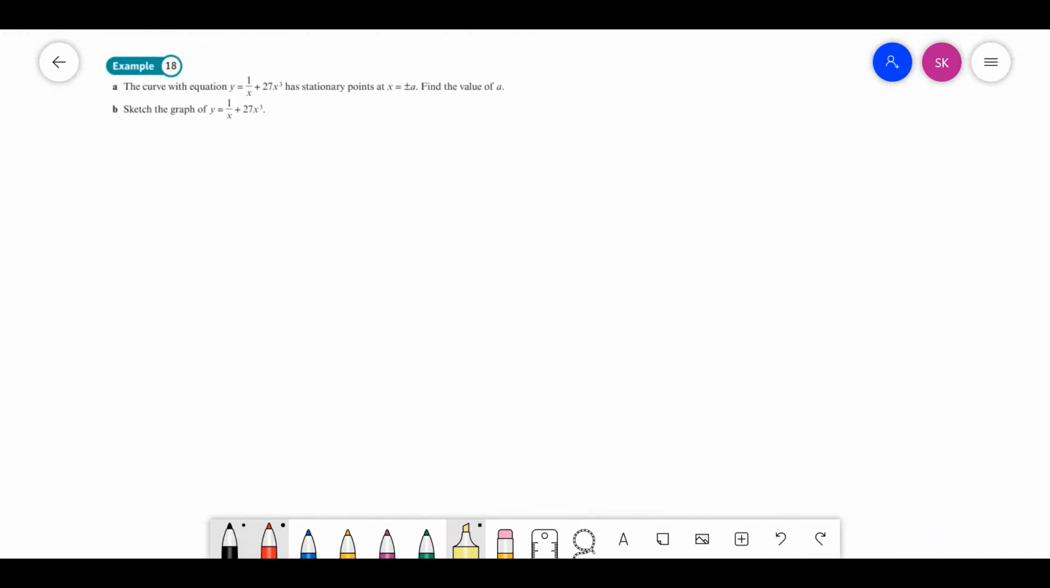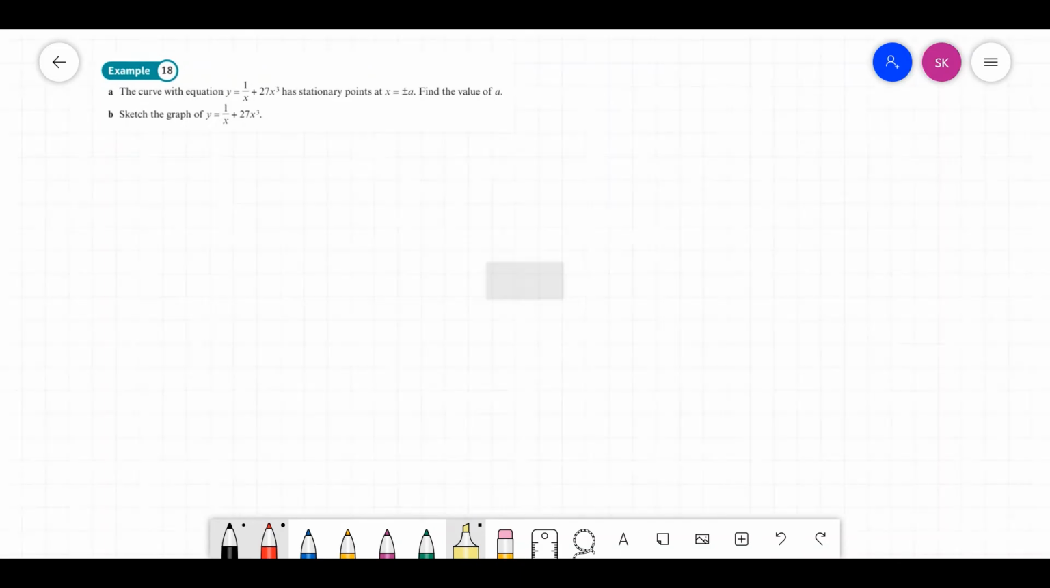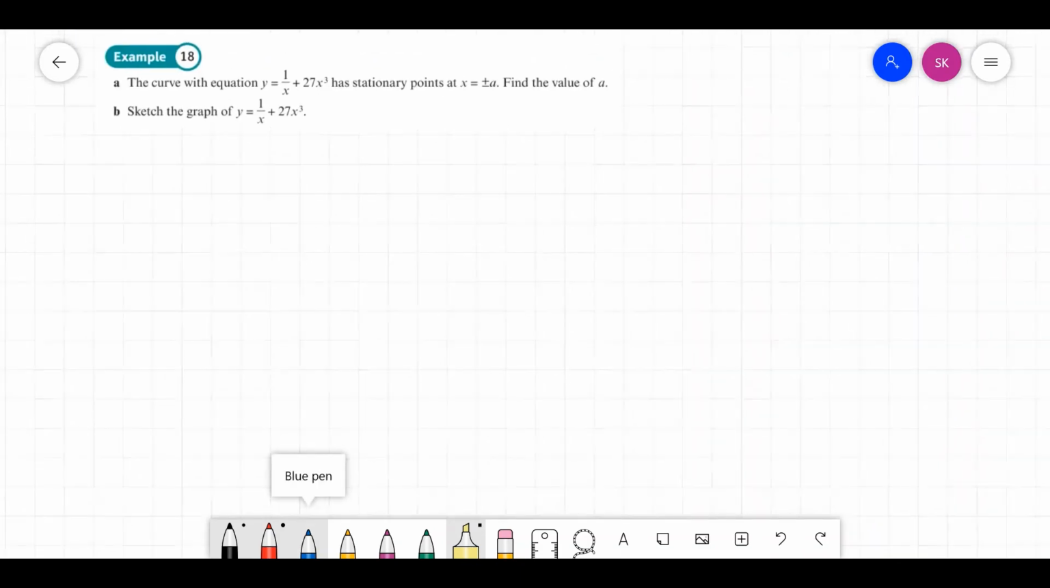So, example 18, part A says the curve with equation y equals 1 over x plus 27x cubed has stationary points at x equal to plus or minus a, and we have to find the value of a. If you think you can do this on your own, in fact everyone at this point, pause the video and have a go at doing this and press play when you're ready for me to go through it.